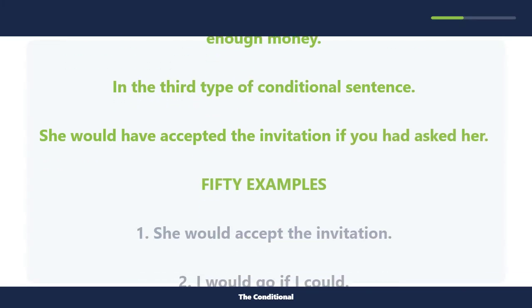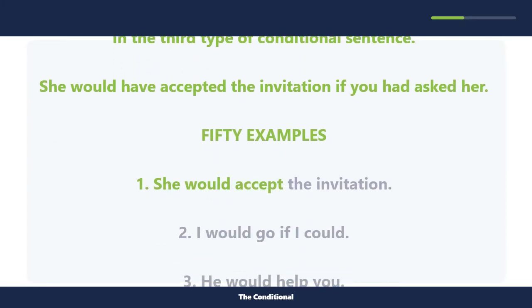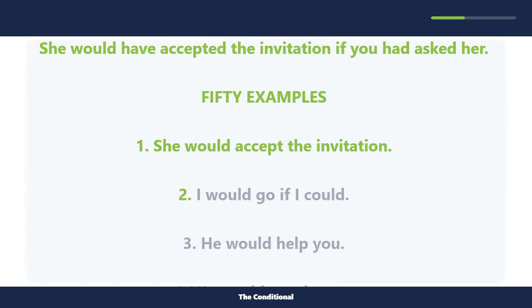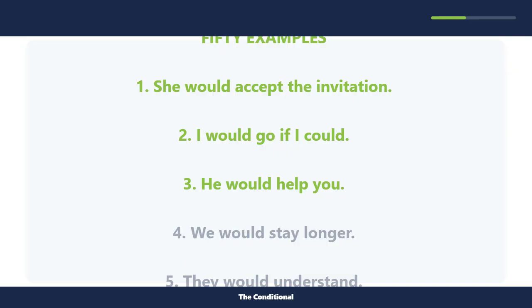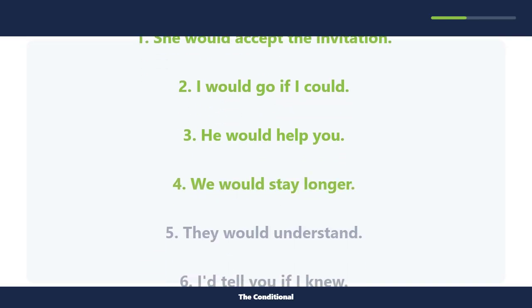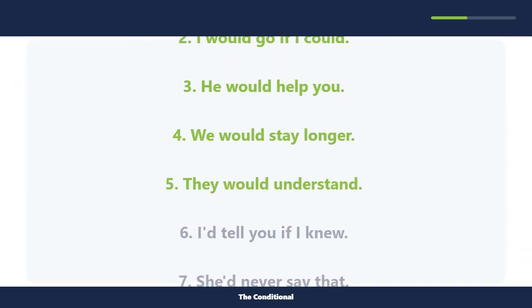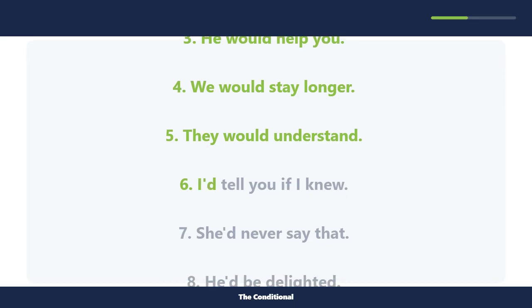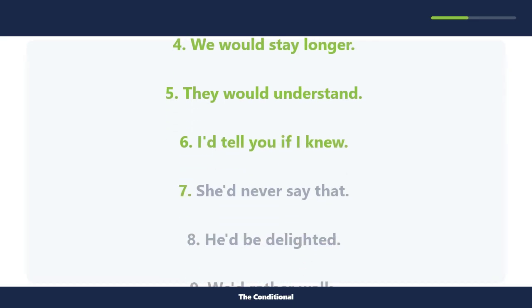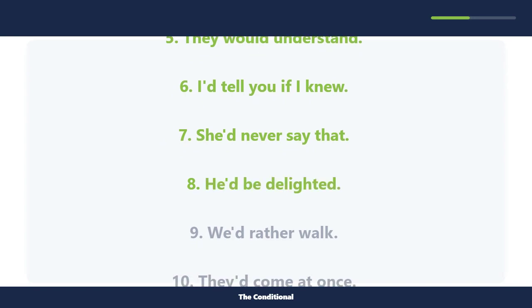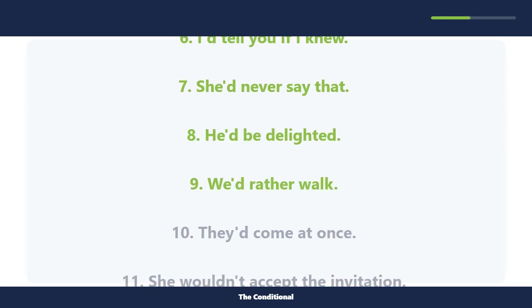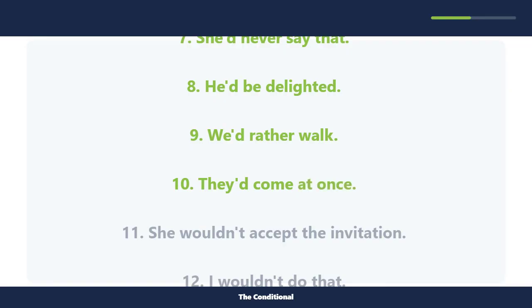50 examples. 1. She would accept the invitation. 2. I would go if I could. 3. He would help you. 4. We would stay longer. 5. They would understand. 6. I'd tell you if I knew. 7. She'd never say that. 8. He'd be delighted. 9. We'd rather walk. 10. They'd come at once.